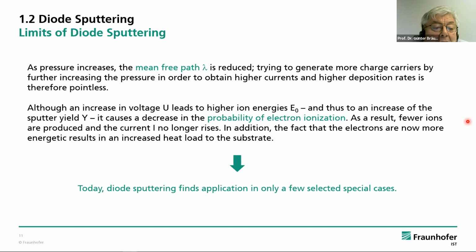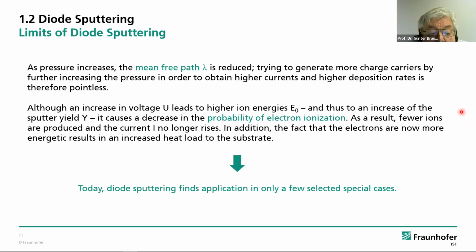You could increase the voltage by a factor of 10 or so. Then you could increase the sputter yield. But on the other hand, who wants to have a discharge with 10,000 volts? And if the electrons get too much energy, the probability for ionization is decreasing. That means faster electrons make fewer ions. That's the problem.